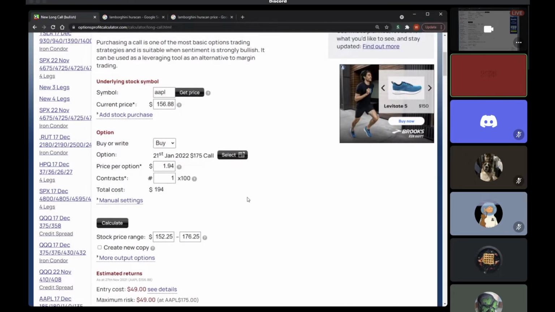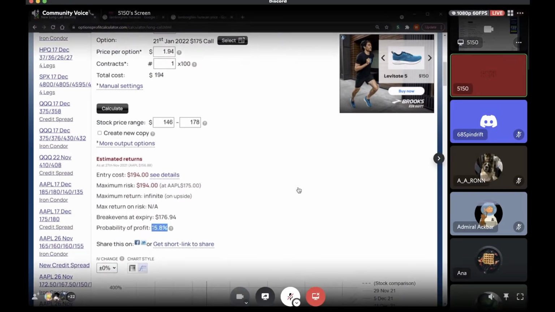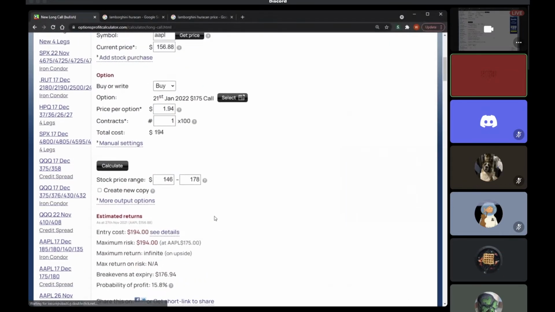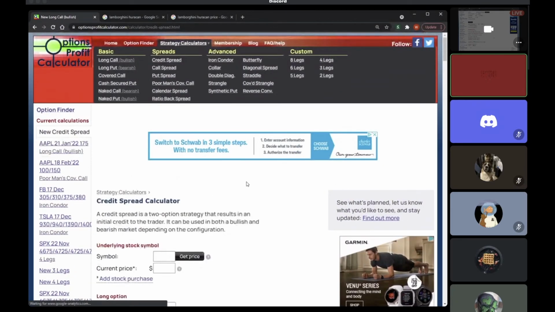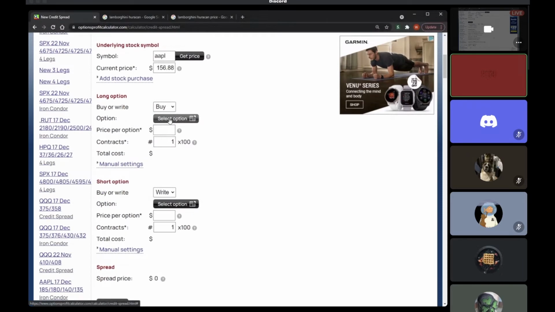So you're talking about 194 at 175. It's saying we have a 15% probability. So yeah, your upside's there, but your 15% probability of profit, that's not very high. So I'm going to try to avoid that. What I'm going to try to do is gain premium. So in this case, Apple. Okay. So now I have a spread option.